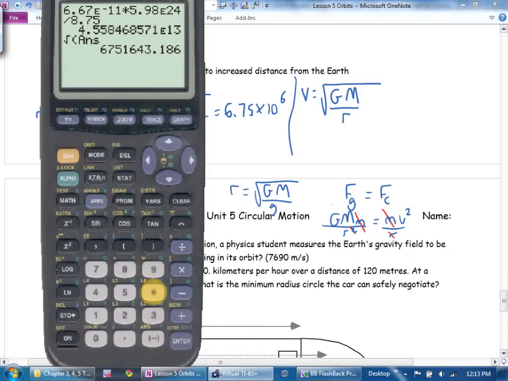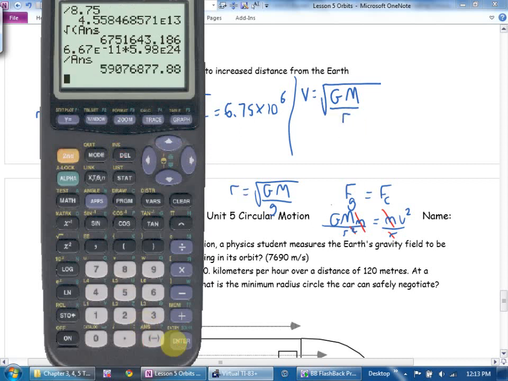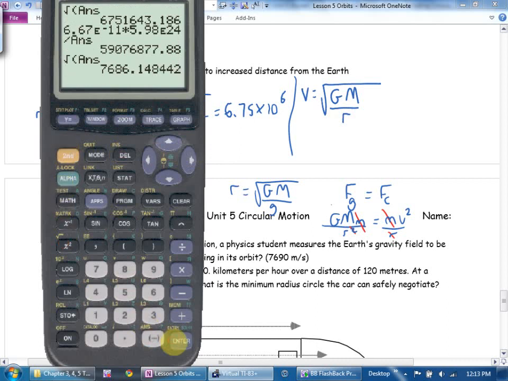Oh, you know what? I notice right here, two lines ago, I have big G times big M divided by something. I'm going to go like this. And instead of 8.75, what do I want to divide by in this question here? There, that's going to save me some time. And square root that. Speed should be 7686. Is that what it says? I hope. There you go.